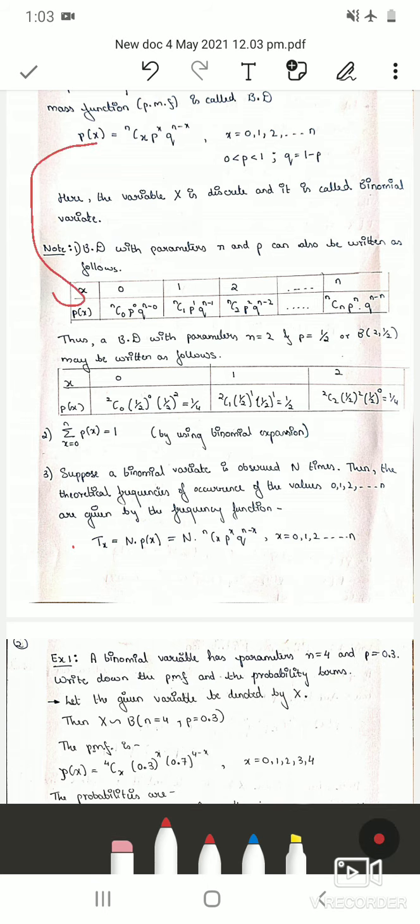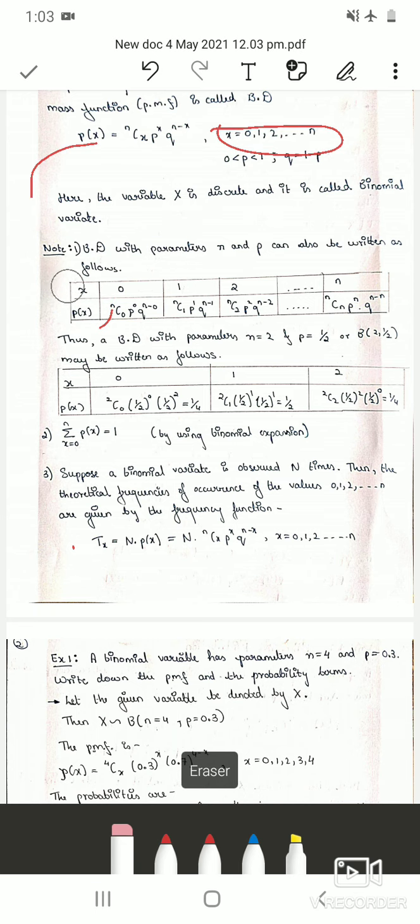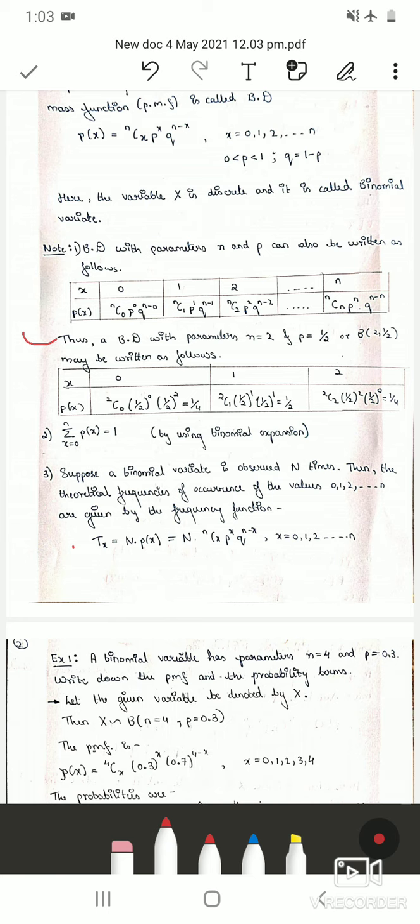This and this are the same. Here they have given the range of x as 0 to n. Here they have substituted the values of x. So now let us see one example of how to write binomial distribution when n and p values are given.